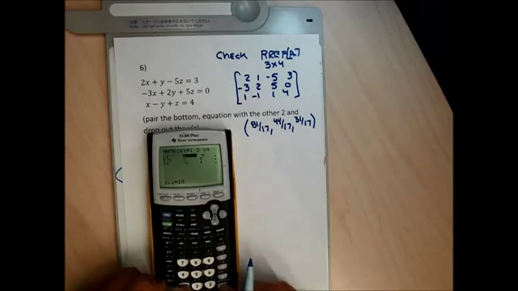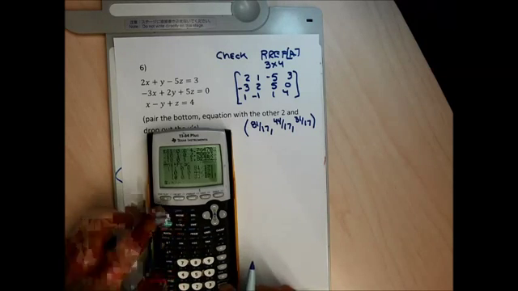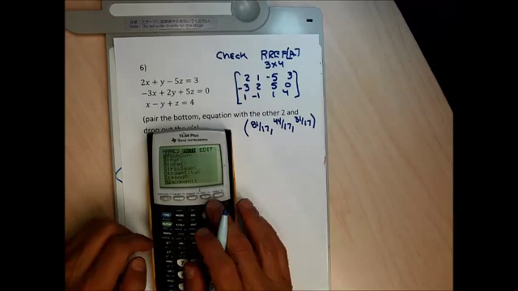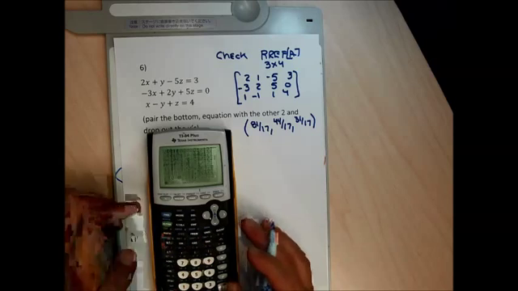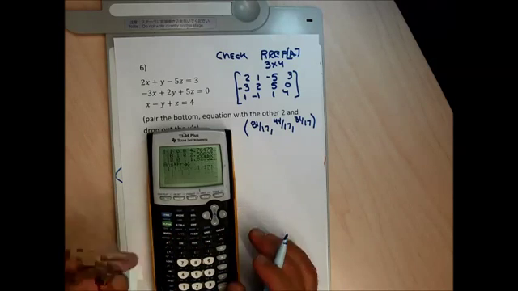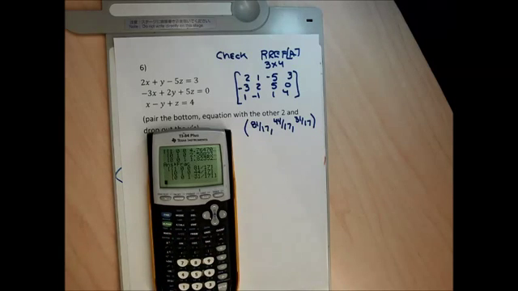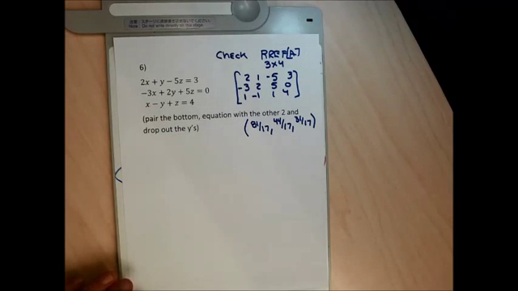So 2, 1, -5, 3, -3, 2, 5, 0, 1, -1, 1, 4, second quit, second matrix, math, RREF, second matrix, enter, enter. It's just what it is. Sorry about that. Well, the test will be easier. All right, let me follow my help instructions.